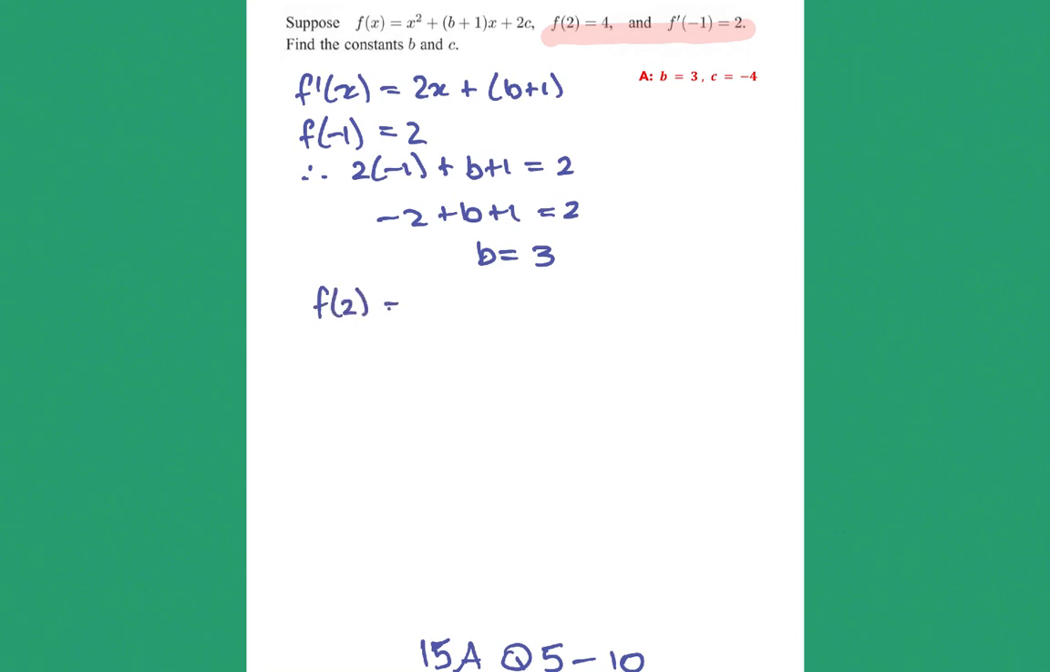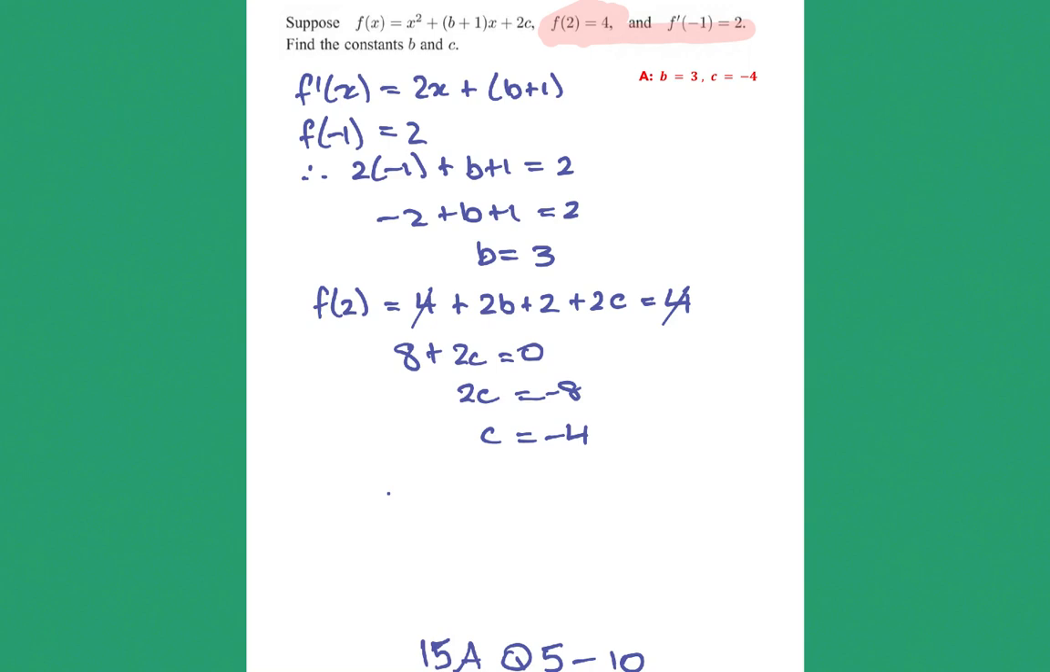Now we're going to look at f of 2 equals 4, and use that in the main equation, because that's the main function. And some algebra to tidy up. We're going to end up with 8 plus 2c equals 0. 2c equals negative 8, c equals negative 4. So we have found that b equals 3, c equals negative 4.